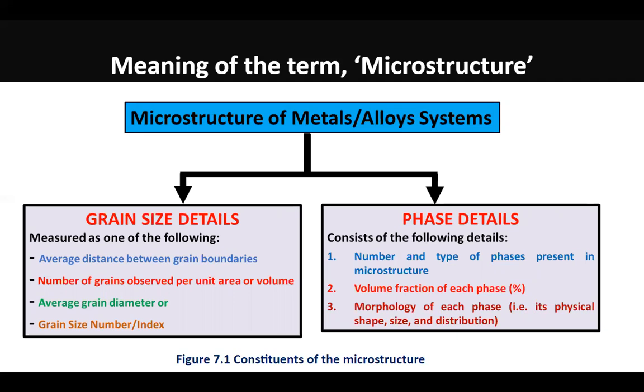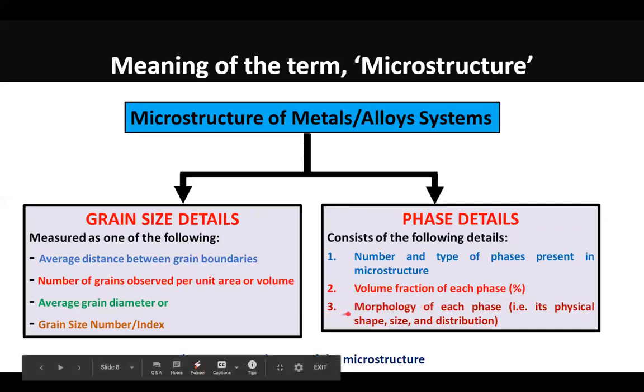Now, after you have seen the grain size, you have to see what is present within the grains, meaning what type of phases are present within the grains. Not only what type of phases, but what number of phases are present, how much area or volume each phase is occupying in the microstructure of the material, and what is the shape, size and distribution of each phase, which is also called the morphology of each phase.